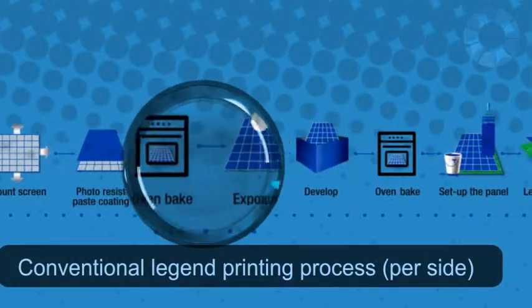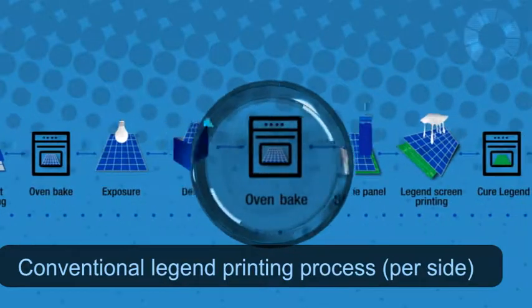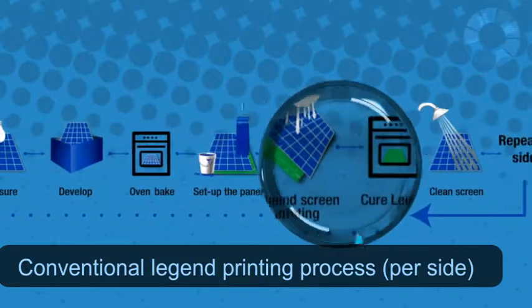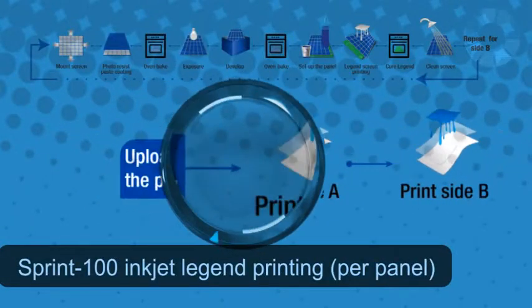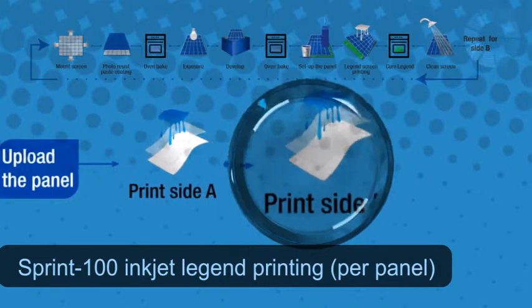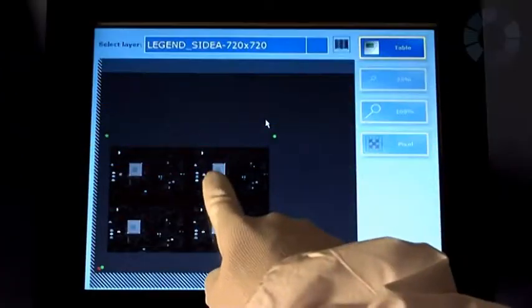Sprint 100 surpasses conventional printing solutions by eliminating time-consuming and costly procedures like stencil production and screen preparation, enabling you to streamline productivity and switch between jobs in seconds.